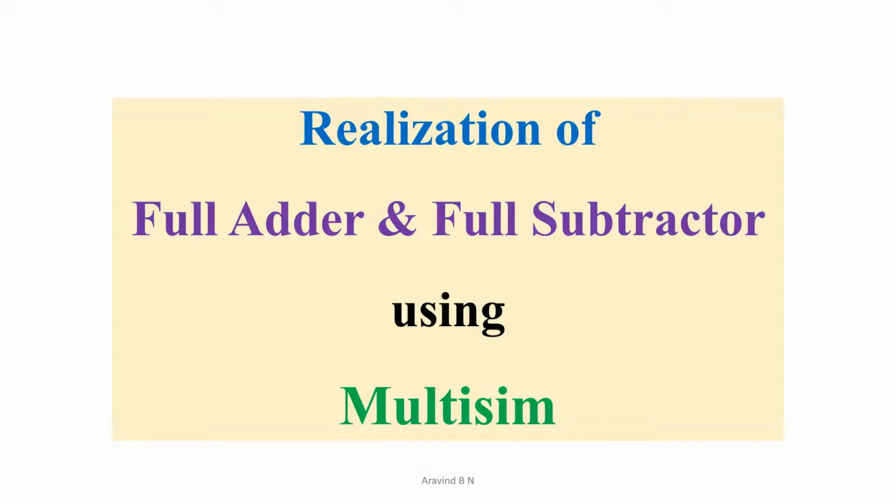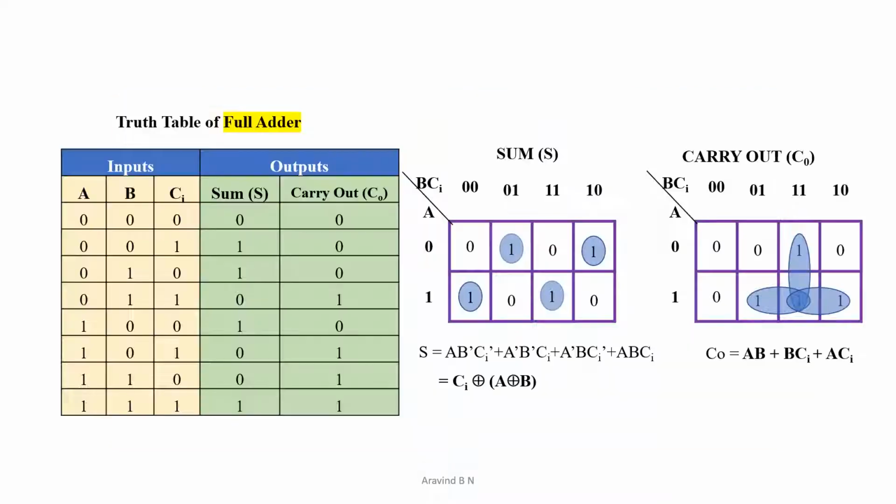In this lecture, let us realize full adder as well as full subtractor using Multisim. Let us first start with the full adder. So this is the truth table for the full adder. It is going to have three inputs A, B as well as carry in. The outputs are sum as well as the carry out.